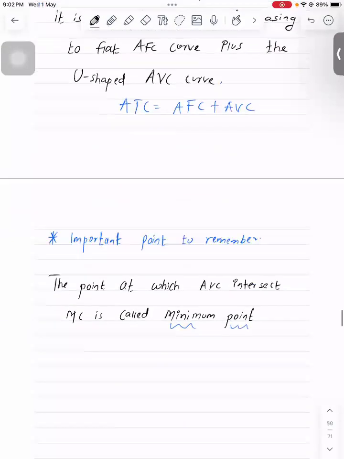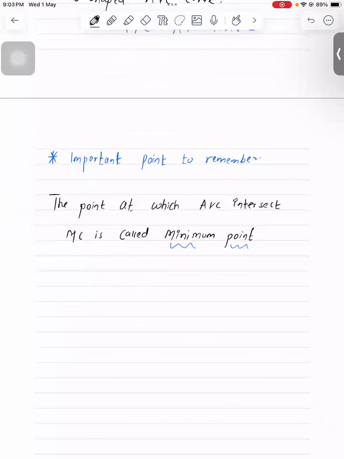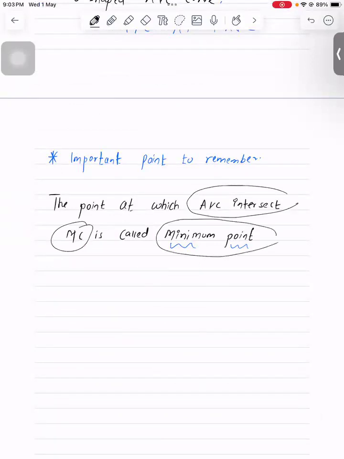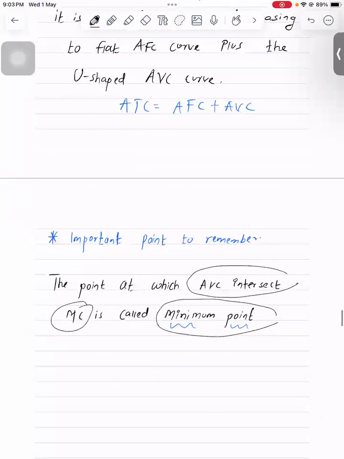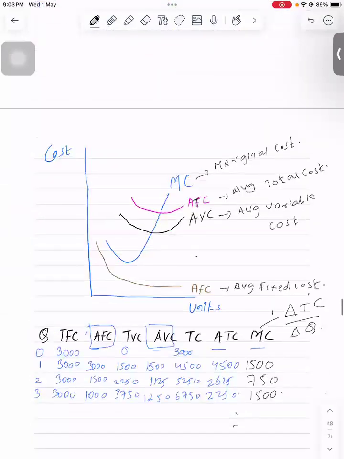Okay, now next point which you need to remember is the point at which AVC curve intersect MC curve. Okay, the point at which AVC curve intersect marginal cost curve. So that point is called as what? That point is called as minimum point. Okay, let me show you in the diagram. The point at which AVC curve intersect MC curve. AVC curve is in black color, MC curve is in blue color. So together they both are intersecting here. So this point is called as what? Minimum point.